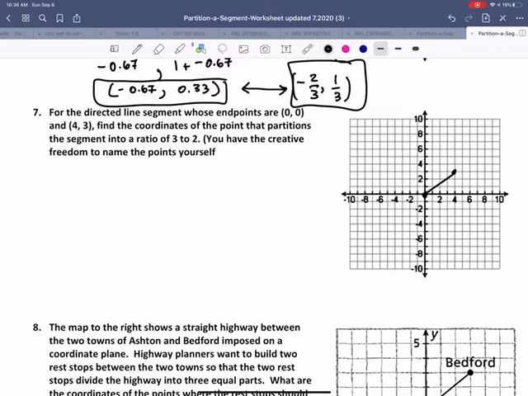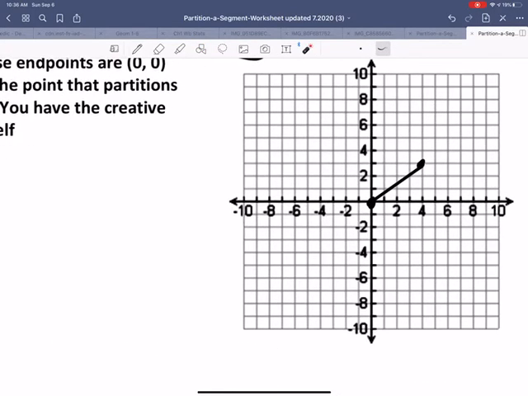Okay, so 3 to 2, we could do a little planning. 3 to 2 would be 5 equal pieces. 1, 2, 3. So 3 with 2 left to go. So I'm thinking right about there. Maybe, I don't know, 2.5, 1.5, I guess, would be my guess. 2.5, comma, 1.5 is my guess.